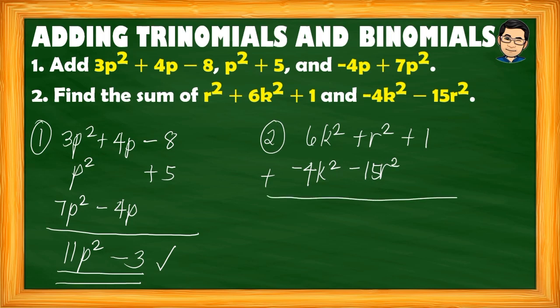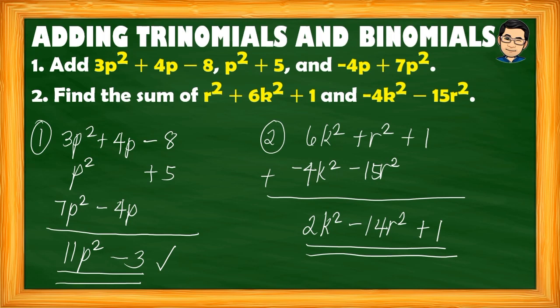And then we can now add, so 6k squared plus negative 4k squared, that is 2k squared. And then, r squared plus negative 15r squared. Again, the numerical coefficient of r squared, kapag variable lang po nakikita natin, that is 1. So, r squared plus negative 15r squared, that is negative 14r squared plus 1. So, this will be our final answer. 2k squared minus 14r squared plus 1.